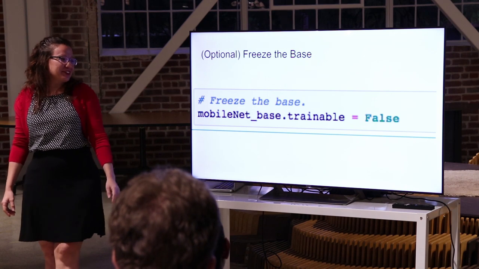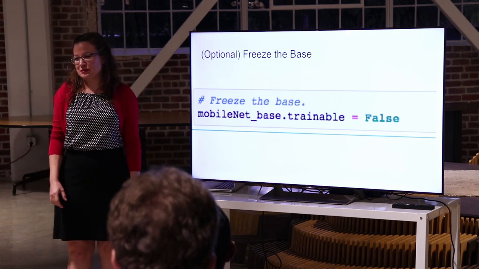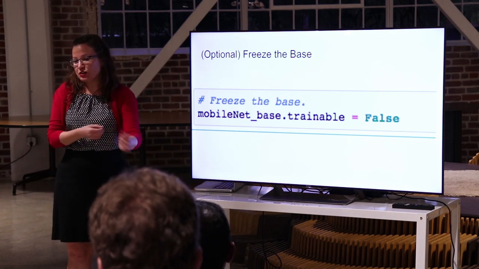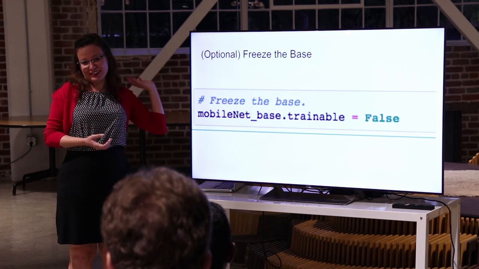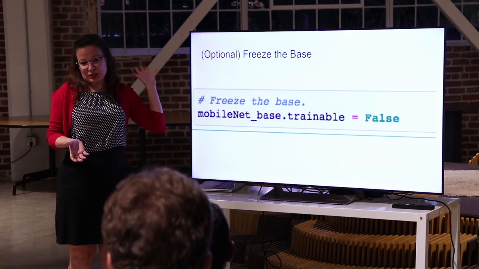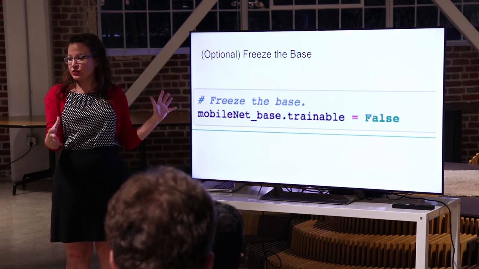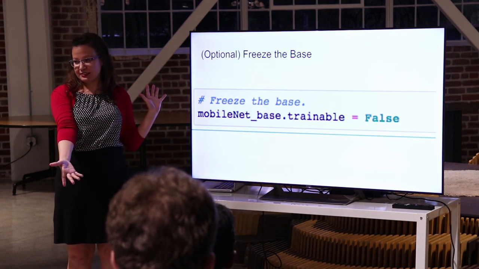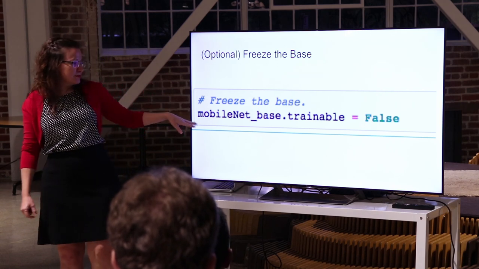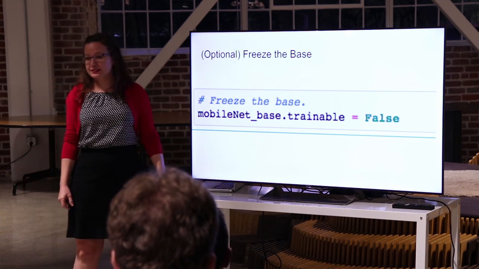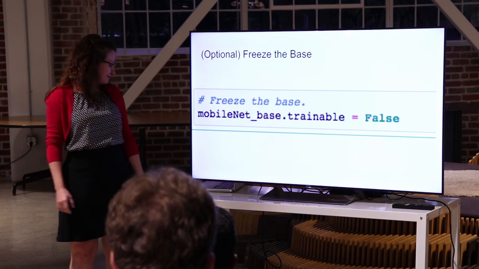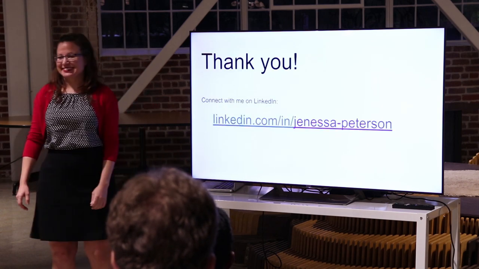And an optional thing, if you don't want to end up using a lot of computational power, you don't want all those filters for chicken legs to be remade or adjusted or messed with at all, you can freeze that whole section and just have it train your last few layers at the end. So you want to just use this dot trainable equals false. That's it. Ta-da!